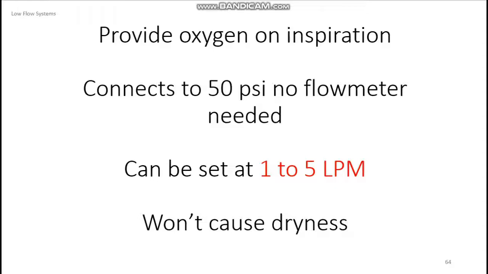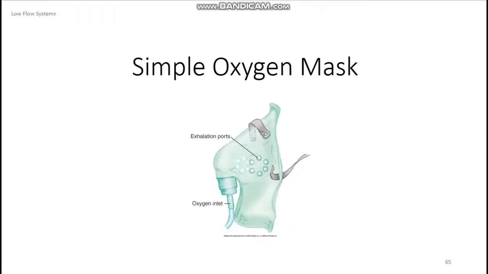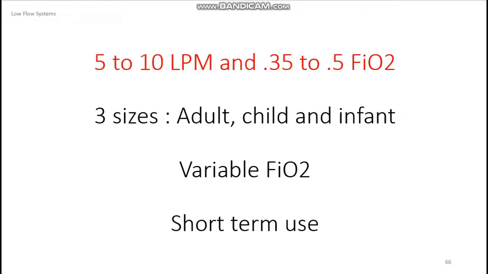They can be set at 1 to 5 lpm. Also, they won't cause dryness. Simple oxygen masks deliver 5 to 10 lpm and 0.35 to 0.5 of FiO2. They come in 3 sizes: adult, child, and infant. They also have a variable FiO2. They are typically for short-term use.